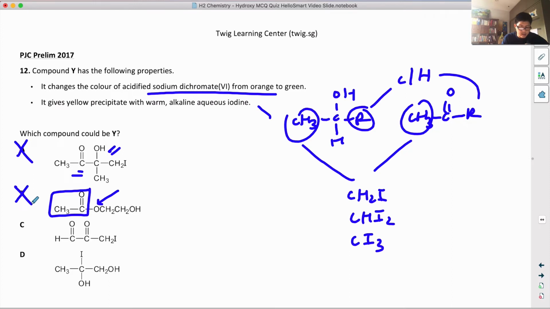Okay, let's look at the next two. If you look at this one here, if I try to box this up, actually this one doesn't have the iodoform structure, right? Because you need to have an H. This is what it should look like. But this one is out also.